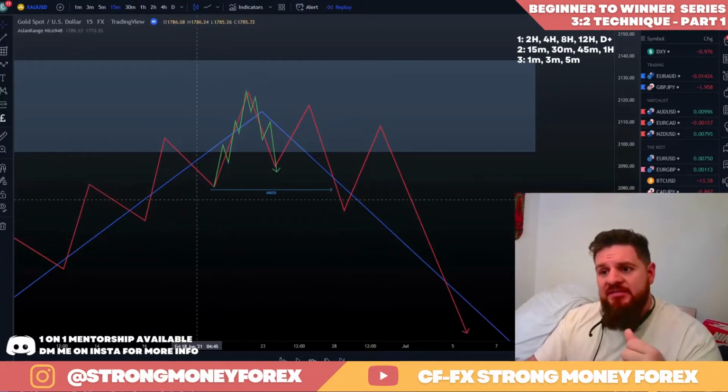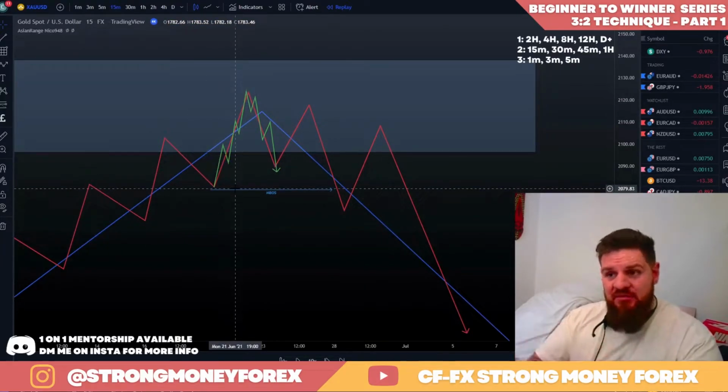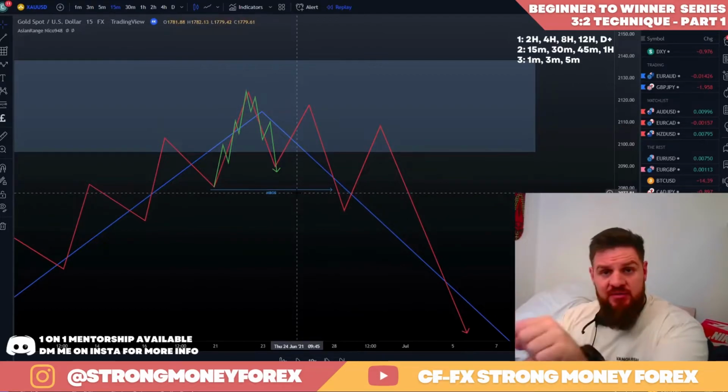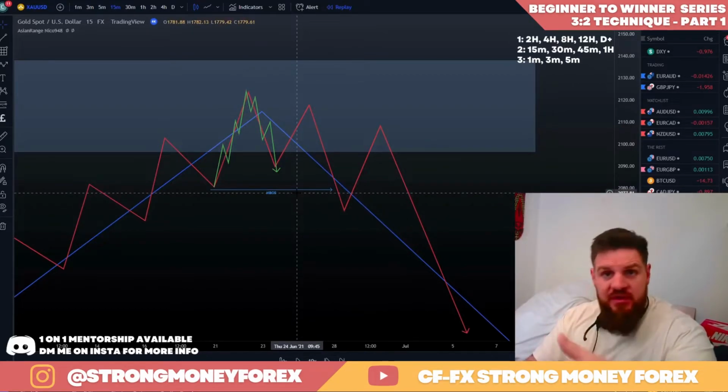The key to this, and the reason why the 3 technique works so well, is after you've waited for the change of structure on your medium time frame. We know we're in a downtrend on the daily. We've now got this confirmed downtrend on the 15, 30, 1 hour.